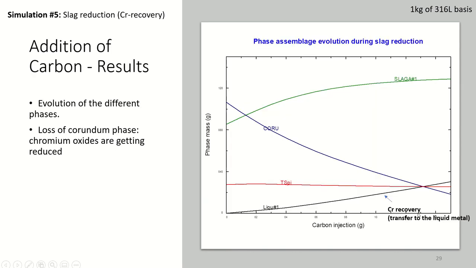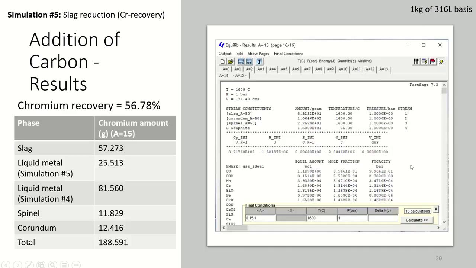And what I've done is I plotted the exact same graph we did earlier with the oxygen. So I selected the different phases at equilibrium as a function of carbon injection. The important thing to analyze here is the decrease in the corundum phase, as well as the increase in the liquid metal phase, which represents the chromium recovery. But another interesting thing we can do is have numbers to represent that recovery.